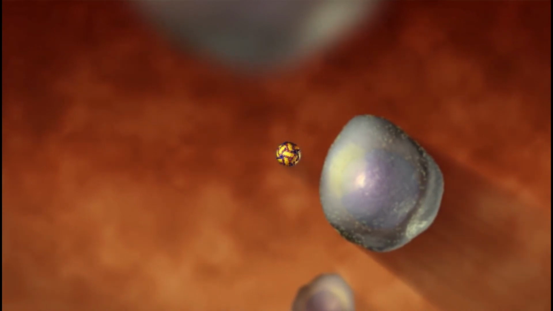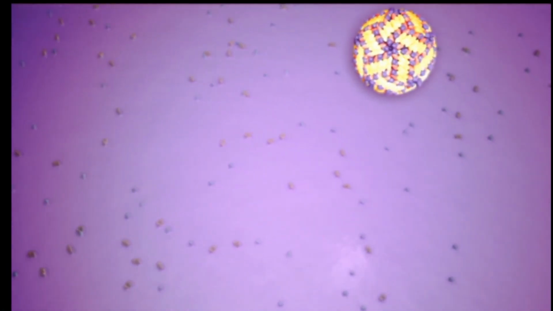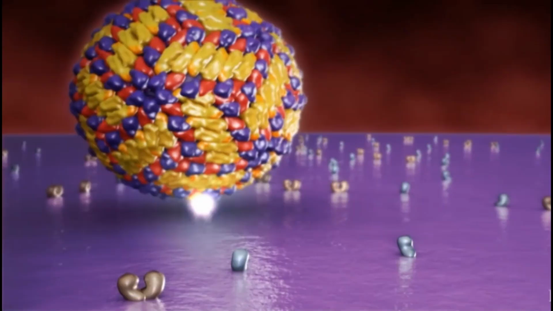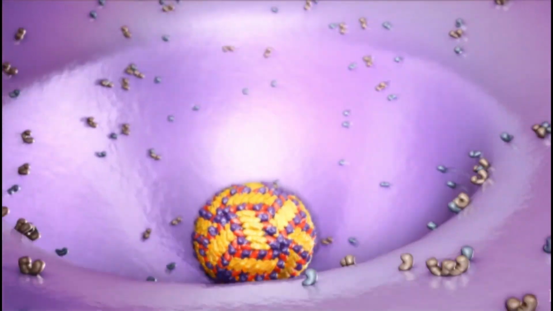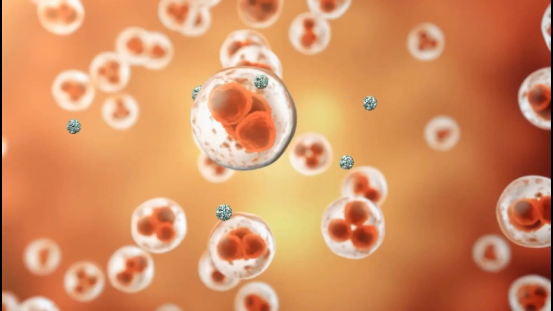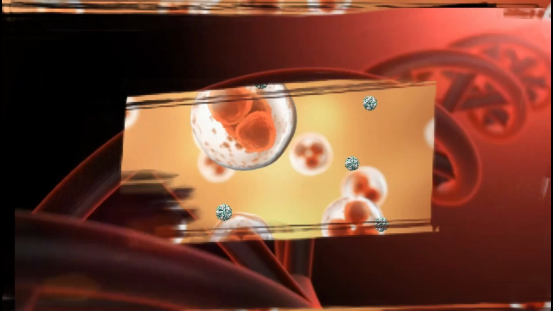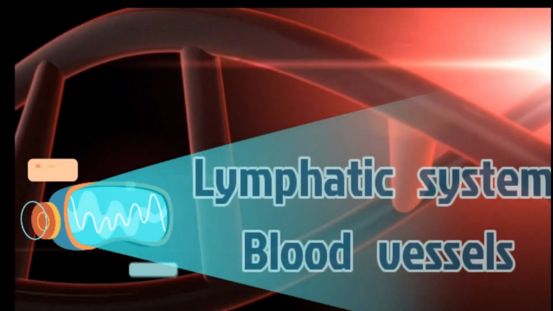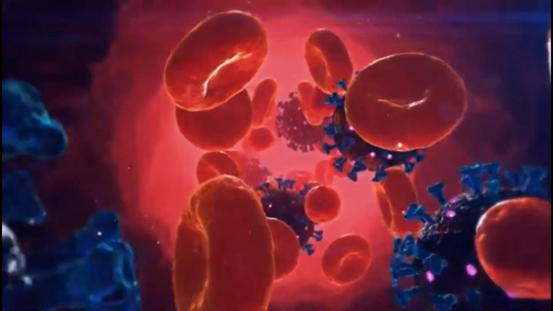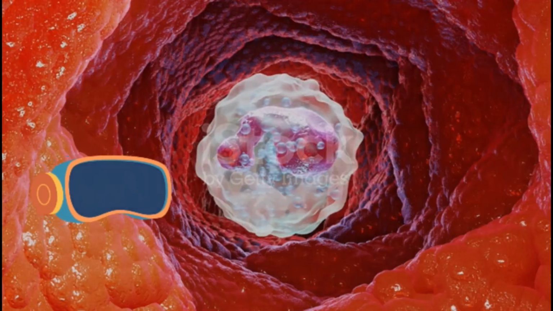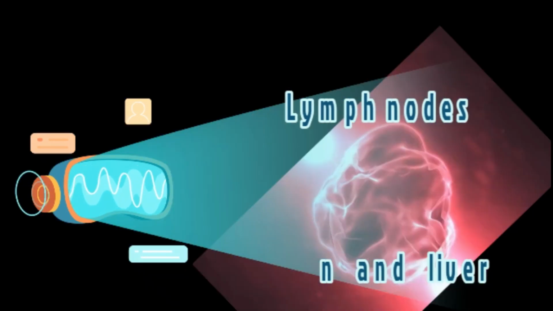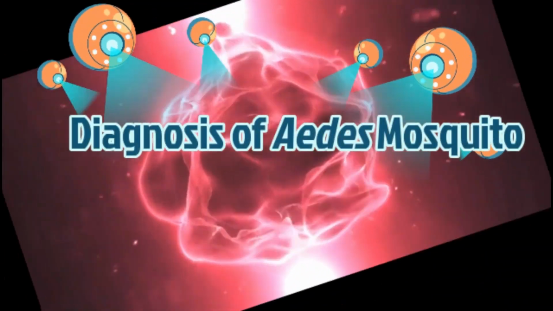The WBC tries to destroy the dengue virus, but they are targeted and infected by the virus. The dengue virus tricks the immune system to get around its defenses and infect more cells. Then, it travels through the lymphatic system or blood vessels. The dengue virus spreads throughout the body. During its journey, the dengue virus infects more cells, including those in the lymph nodes, blood, bone marrow, spleen and liver, causing multiple symptoms.